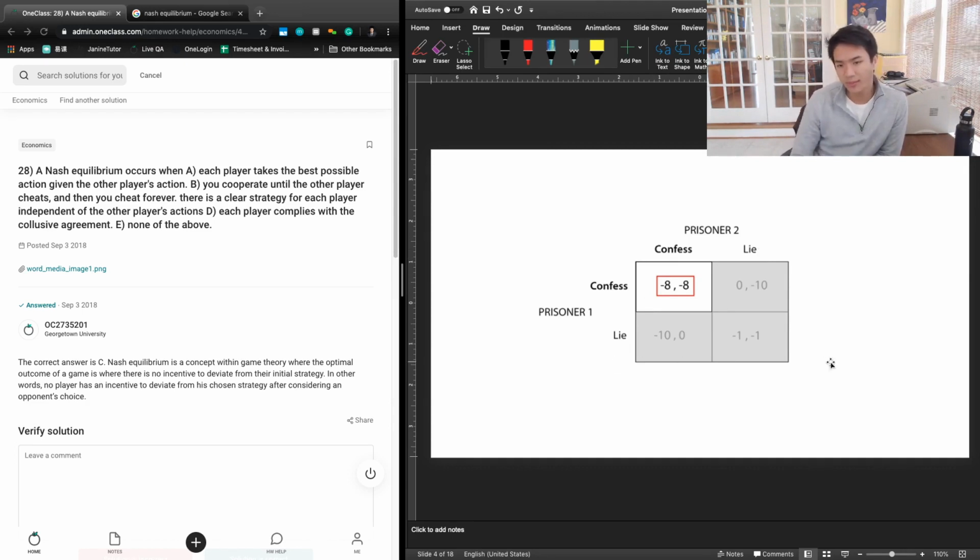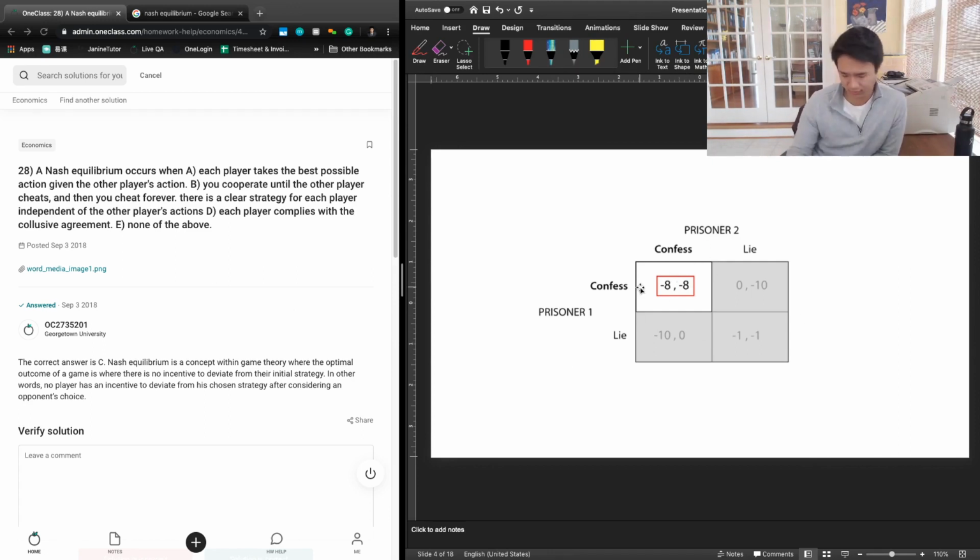So the best strategy here, for the best outcome, if you could coordinate, is for you both to lie and you both get 1 year in jail, right? Because that would reduce how much you were likely to do, given the other person's choice. So what Nash equilibrium tells us, however, is that the actual outcome is going to be -8, -8, and that is a Nash equilibrium for this scenario.